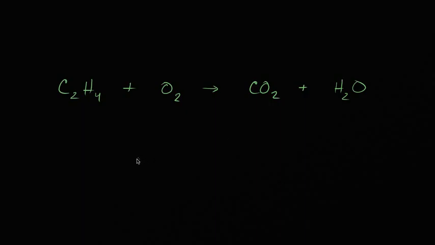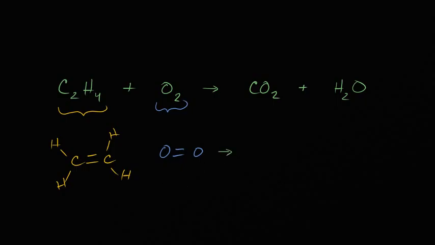And if you want to visualize it a little bit differently, let's draw each of these molecules. So ethylene looks like this. So double bond with the carbons, and then each carbon is bonded to 2 hydrogens. Notice you have 2 carbons and 4 hydrogens. Molecular oxygen, O2, looks like this. It's oxygen double bonded to oxygen. And then you have carbon dioxide. Carbon dioxide is a carbon double bonded to 2 oxygens each.